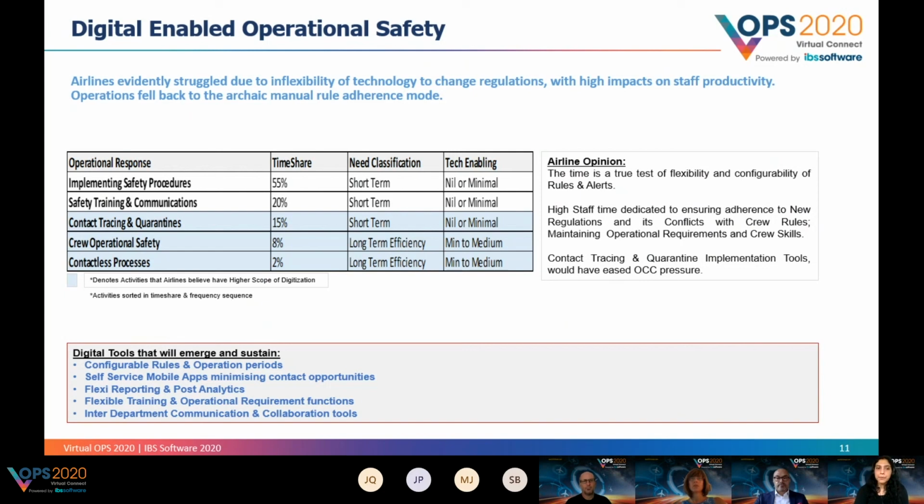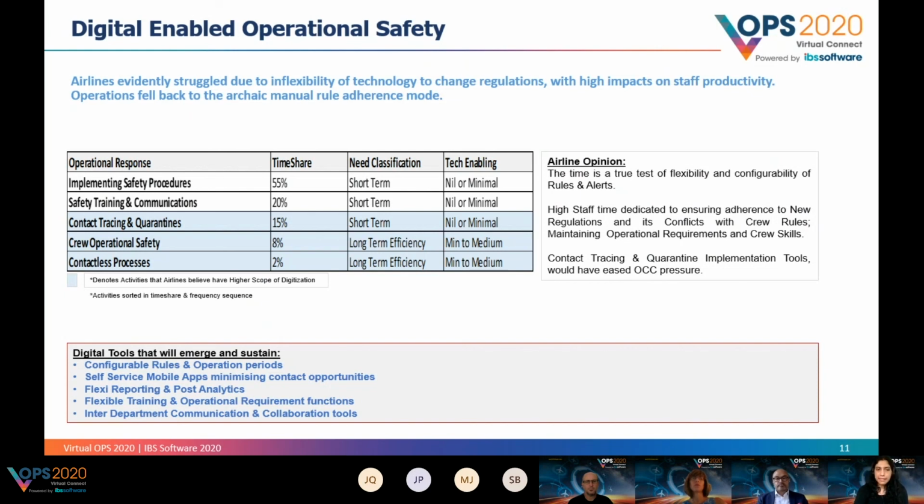But in the long term, what was coming out was the self-service apps. So airlines seem to be more interested in making briefing processes more on a mobile app, bringing more information to crew members rather than having to spend more time talking to each other in a briefing room. Automated check-in, of course, and those kind of contactless self-service apps. That is one area that they see coming out of this.